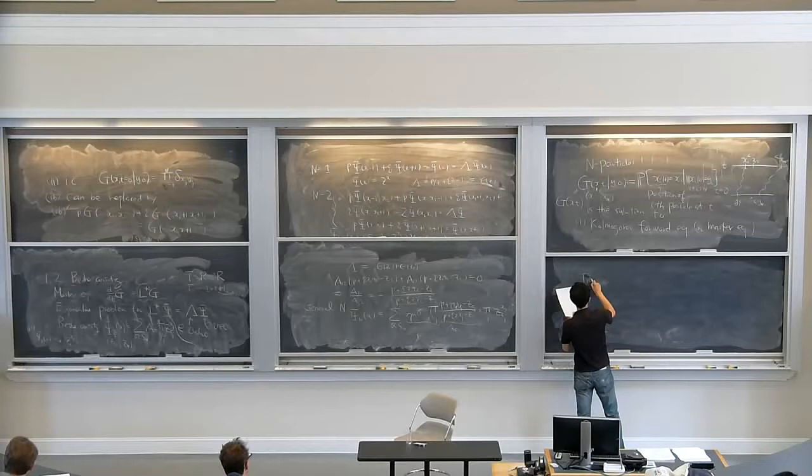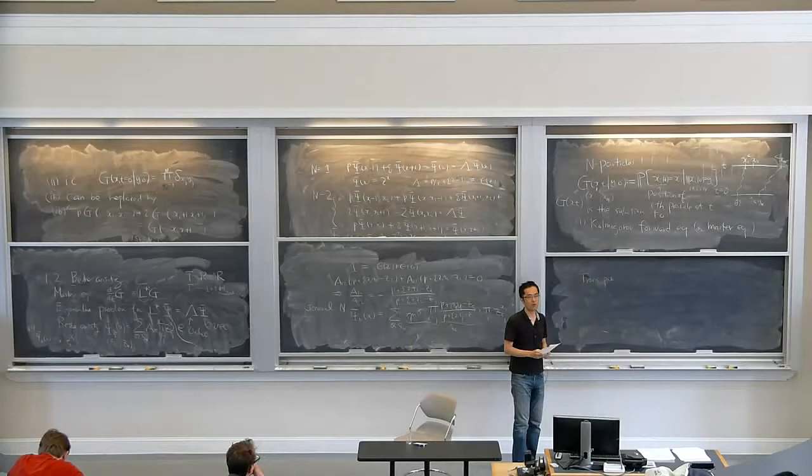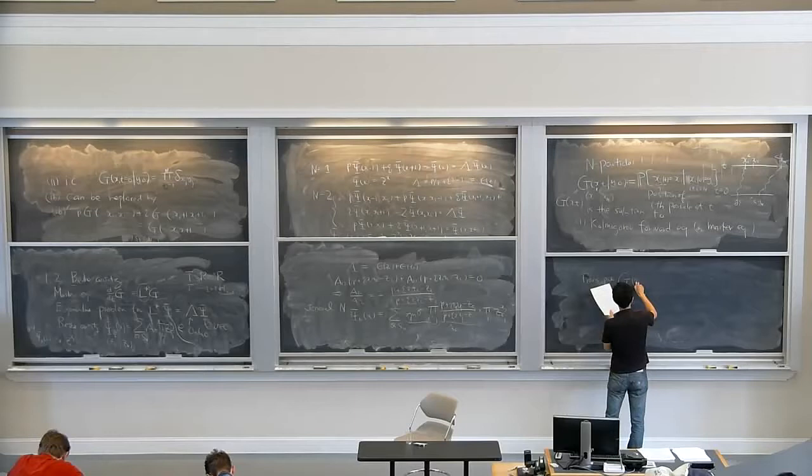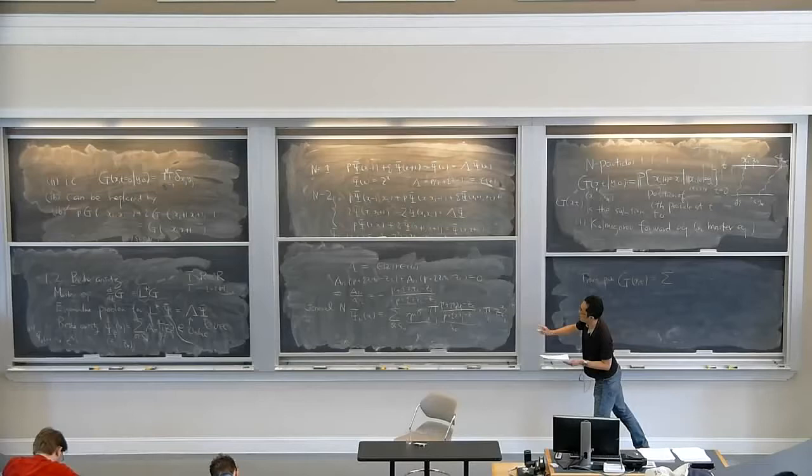So our aim was to find some formula for the transition probability. And now it is easy. Once we write down this eigenfunction, it is very easy. It is simply given by a simple sum, some simple integral of this eigenfunction.